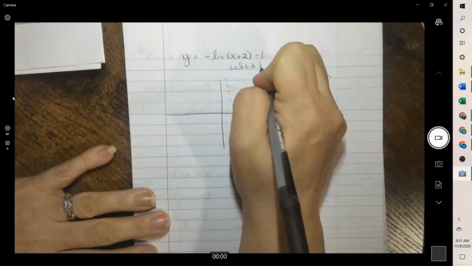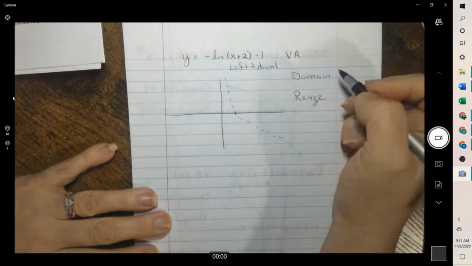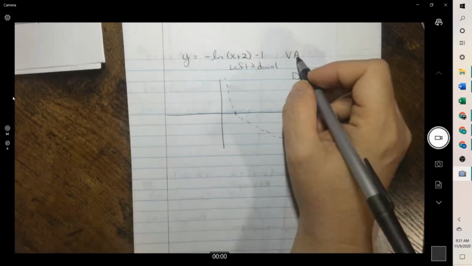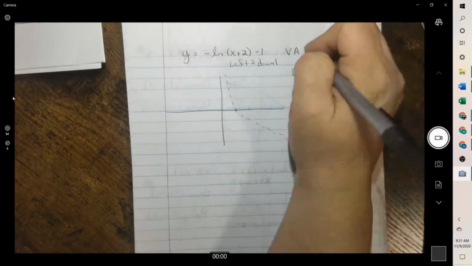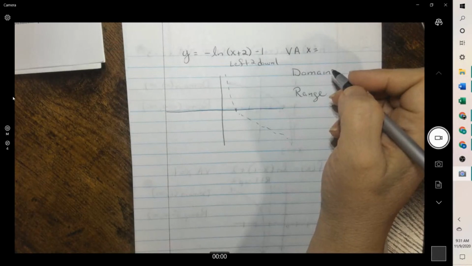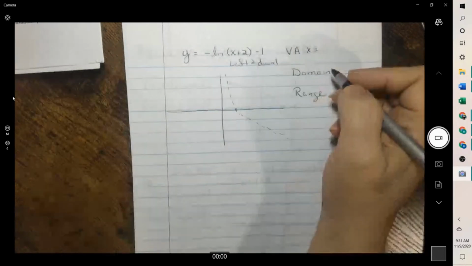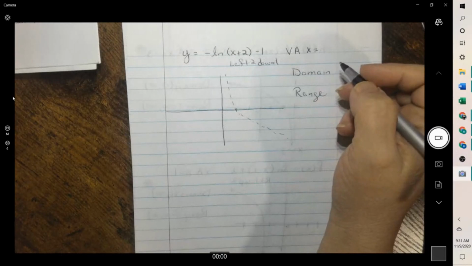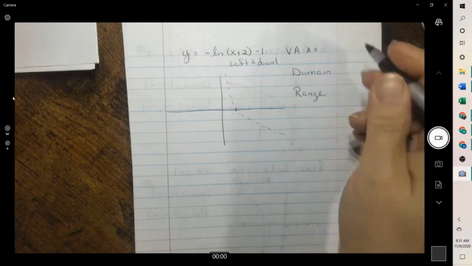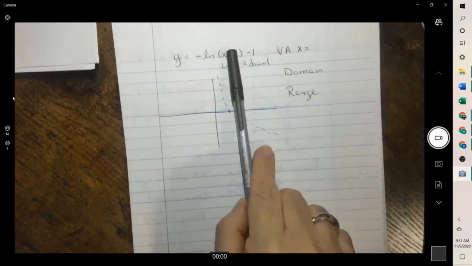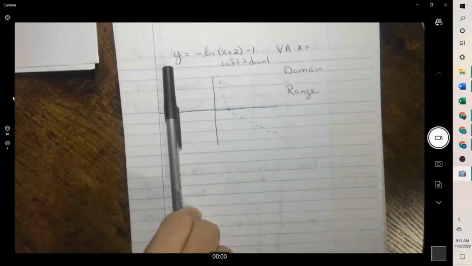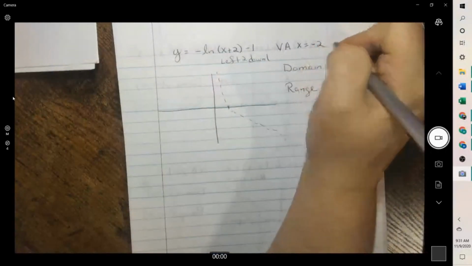Left 2, down 1. So where's the vertical asymptote at? X equals what? Anyone? It would not be -1 since it's flipping. The inside here is what moves it. And so since we're going left 2, it's going to move left 2. So it'll be at -2.